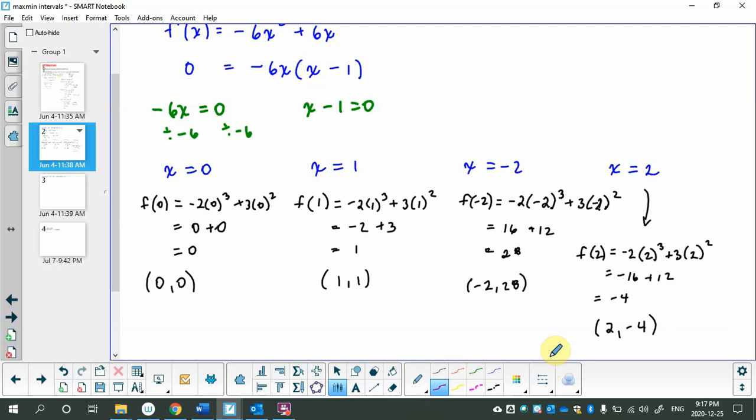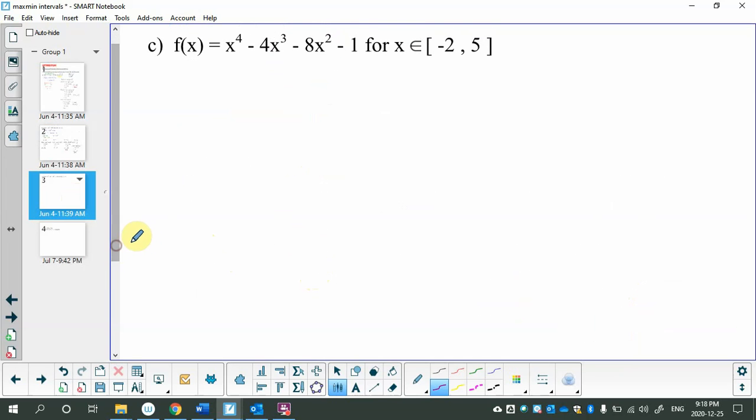And now I can go looking for my max and mins. So out of negative 4, 28, 1, and 0, here is my maximum point. My maximum value is 28. My maximum point is negative 2, comma 28. So I know that that's the top of a hill, or the top of my window in this case. And here is a minimum because it's the lowest value. Negative 4 is lower than both of these two. So unfortunately, I did all this work to find out that these points weren't actually the max and mins in our window.